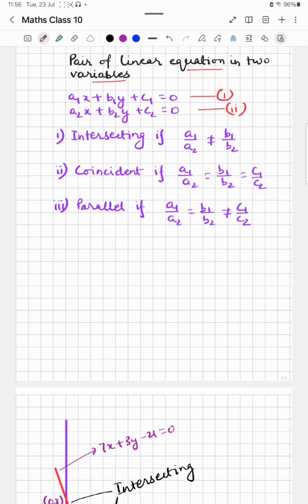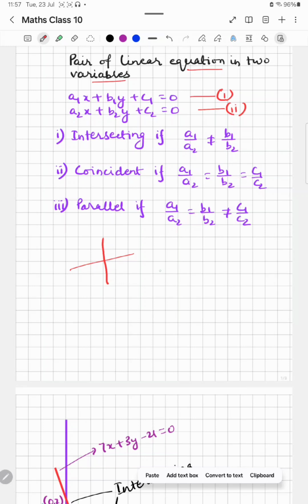But yeah, these are equations for two lines. Okay, and what would happen if there are two lines in an xy plane? Either those lines would intersect, right? So these kind of lines intersect. In that case, a1 by a2 will not be equal to b1 by b2.